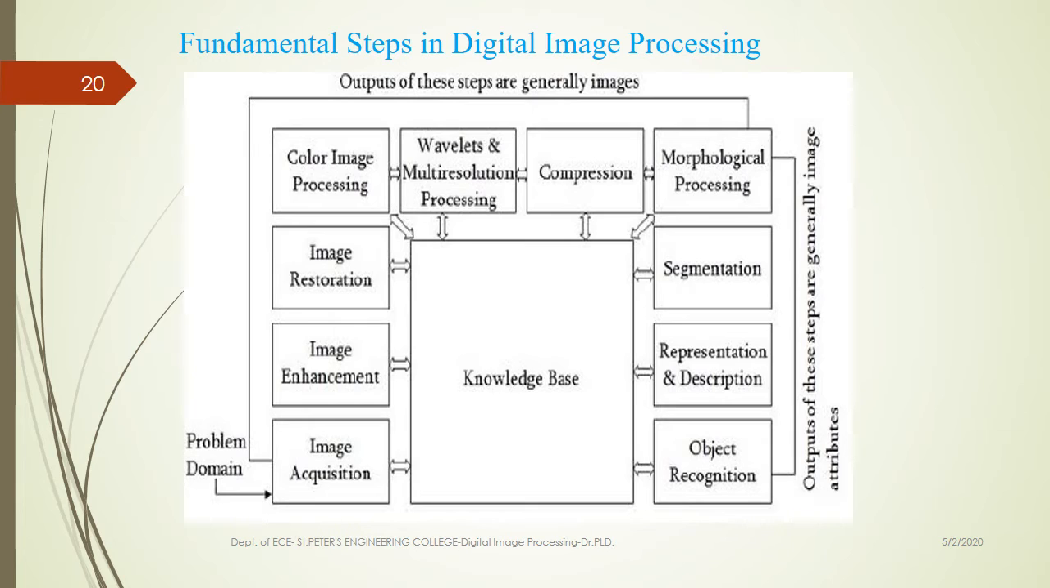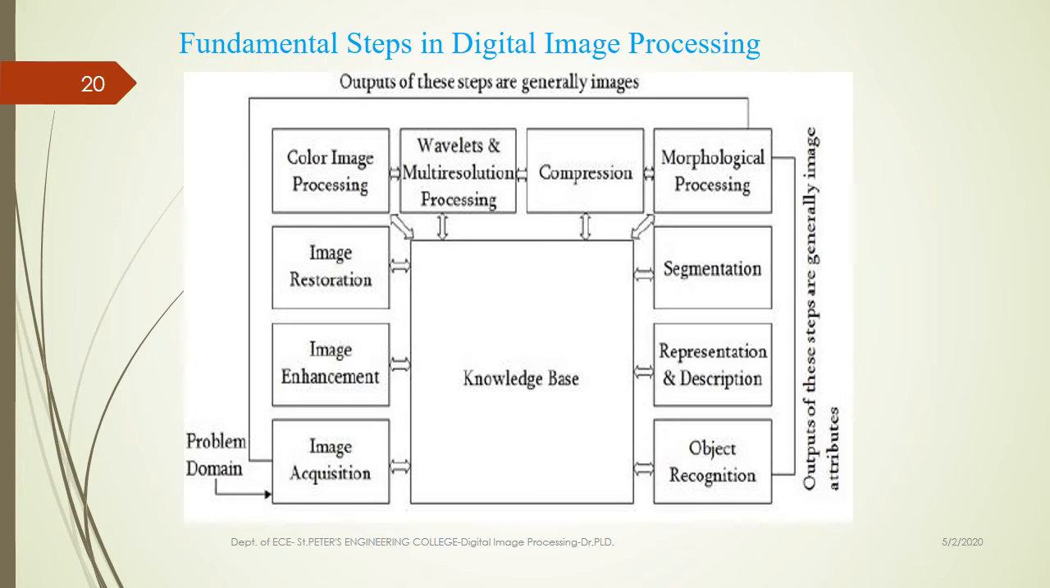Here we can observe that the blocks from image acquisition to morphological processing are connected with one line. This line shows the outputs of these processing steps are generally images. Each one is one of the important steps in digital image processing. So the input is an image, and the output of these processings in general is also an image. Coming to the next, morphological processing appears in both cases.